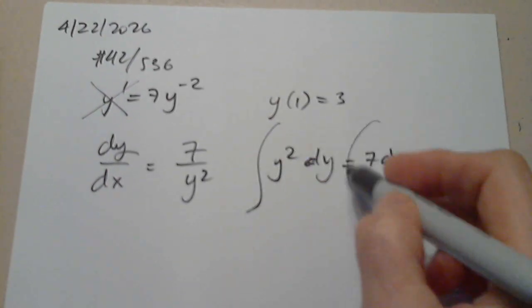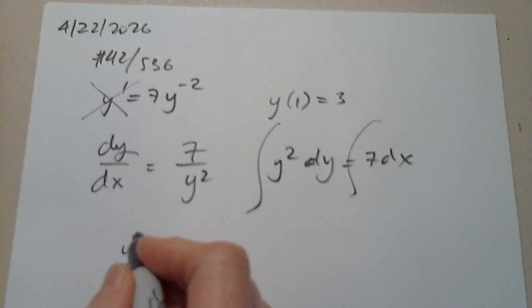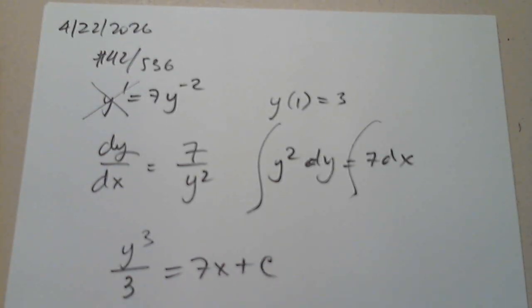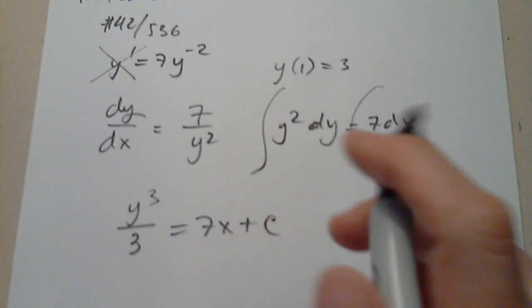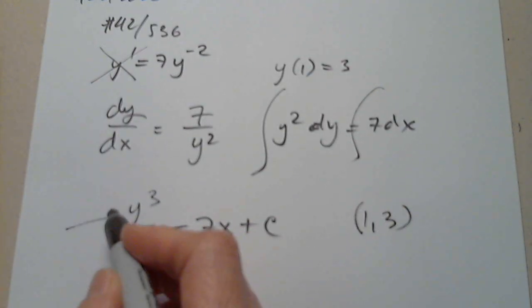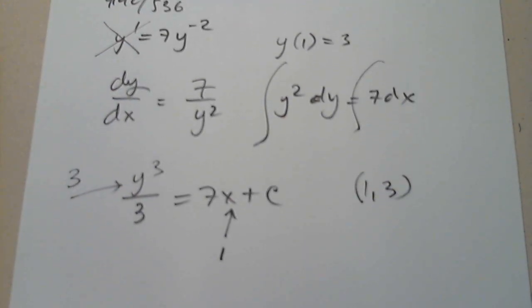And now I'm going to integrate, and I will use only one constant of integration. So I have y to the third over 3 equals 7x plus a constant c. I'm given the point 1 comma 3. So when x is 1, y is 3. That will help me determine the constant.